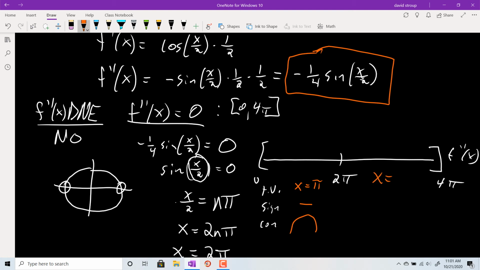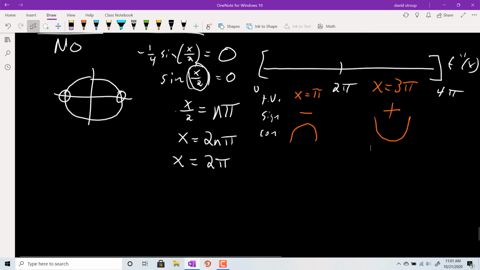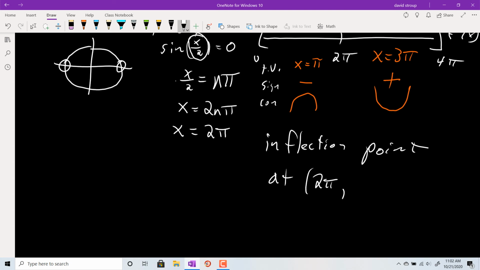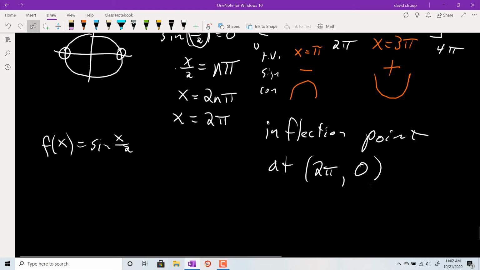And then try x is 3 pi. So 3 pi over 2 gives sine of negative 1. Negative 1/4 times negative 1 is positive, so it's a happy face. And there we have an inflection point. So this time we actually have an inflection point at 2 pi, comma, f of 2 pi, and of course f of x was sine of x over 2. So 2 pi over 2 is pi, sine of pi is 0. Okay.